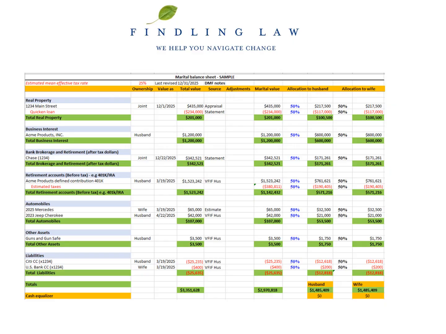Here's a sample marital balance sheet. Here we've identified what the assets and liabilities are, and then we can change the percentages in terms of the allocation of husband and wife to help assess who's going to get what and should there be a cash equalizer, to help determine not only what is there to divide, but how we divide it.